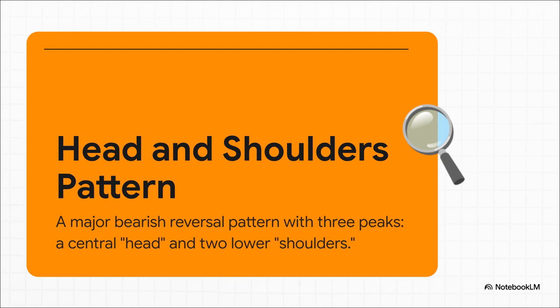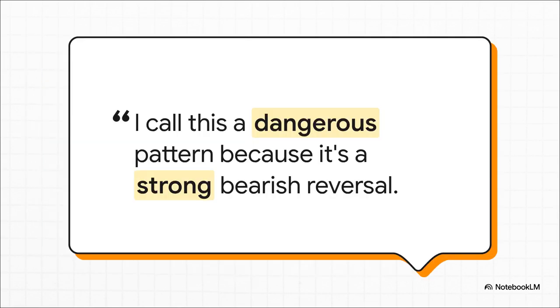Just like the double top, it's a bearish reversal pattern. But this one often signals a much more significant, longer-term change in the trend. The source material straight up calls this a dangerous pattern, and for a very good reason. It's one of the most reliable reversal signals you can find. So if you're holding a stock that's been in a strong uptrend, and this pattern starts to appear, it's like a giant flashing warning sign that the party might be over.